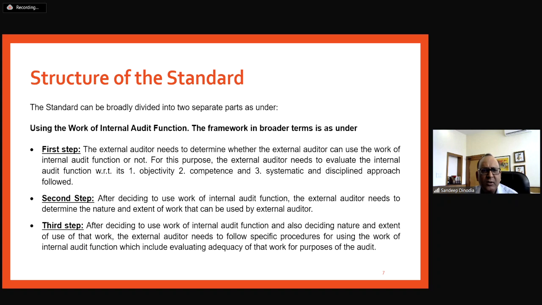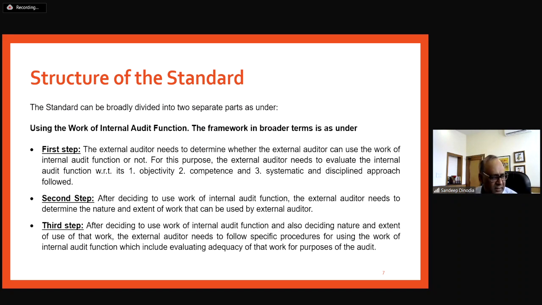The structure of the standard, as I just said, has 2 kinds: using the work of the internal audit function, and direct assistance. The framework in broader terms is as under. The first step: the external auditor needs to determine whether the external auditor can use the work of the internal audit function or not. For this purpose, the external auditor needs to evaluate the internal audit function with respect to 3 aspects. We will be using these terms again and again: objectivity, competence, and systematic and disciplined approach.